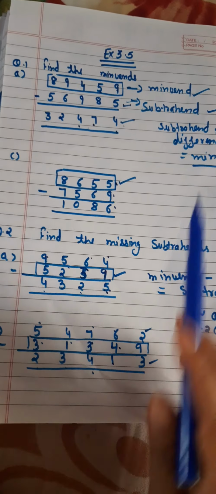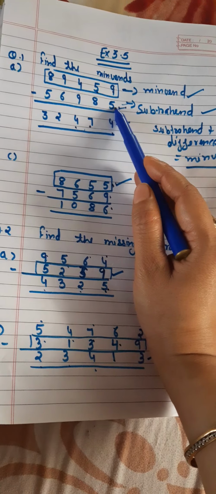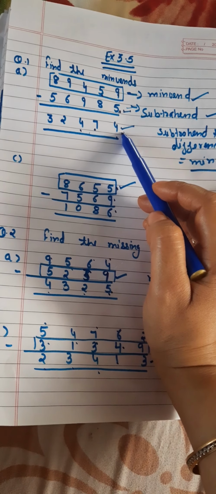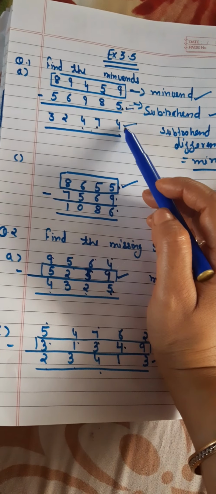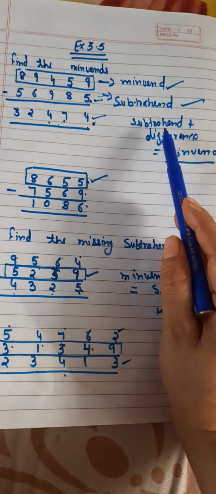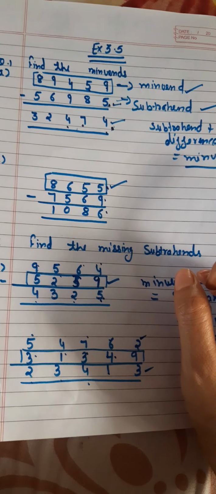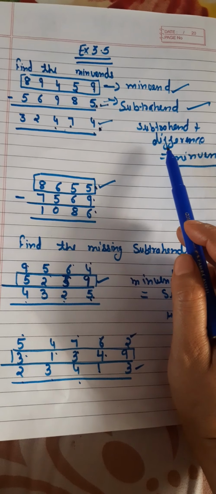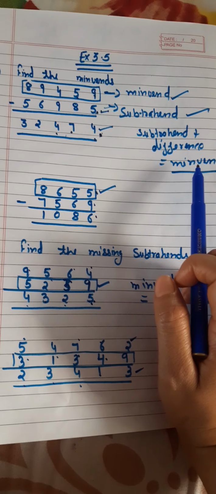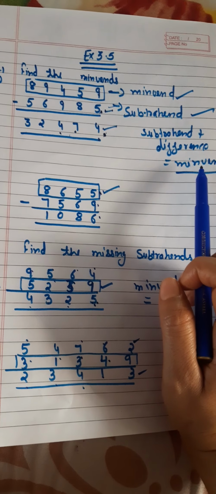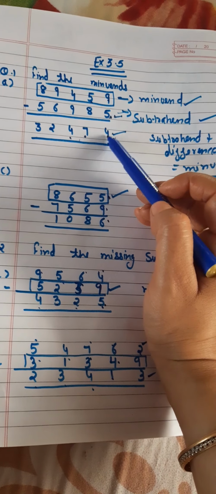So how to calculate the minuend is the first thing. We can calculate the minuend by adding the subtrahend and the difference. So how do we calculate the minuend? By adding our subtrahend and the difference. Subtrahend plus difference is equal to our minuend. Is it clear? So for calculating the minuend, we have to add our subtrahend as well as our difference. Clear? So just do it.